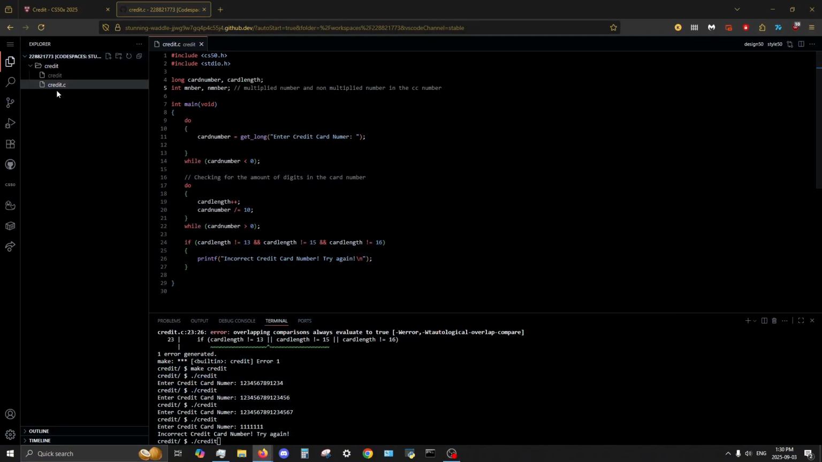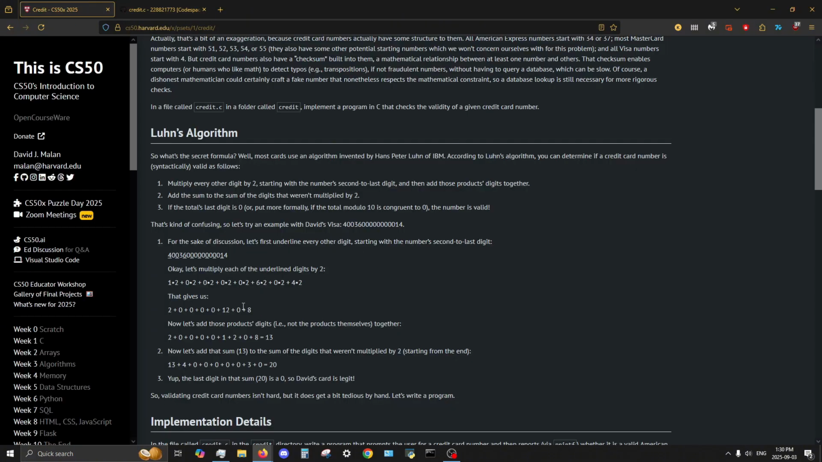Okay, so, and then set an integer for the multiplied number, the non-multiplied number, and then I need to add these together. I need to add the multiplied number together, and then add the non-multiplied number together, and then sum of both.